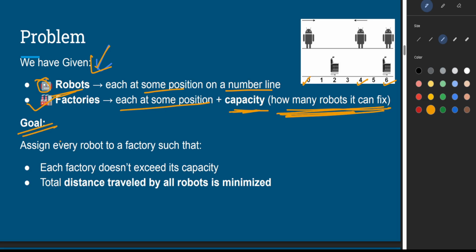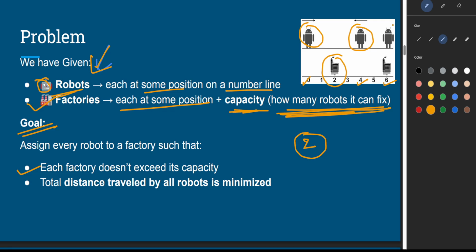Now, what is the goal we have? We have to assign every robot to a factory so that it can get repaired, so that each factory does not exceed its capacity. If the capacity of the factory is 2, it can repair a maximum of 2 robots. Like this factory has a capacity of 2, so it can repair this robot and this robot.